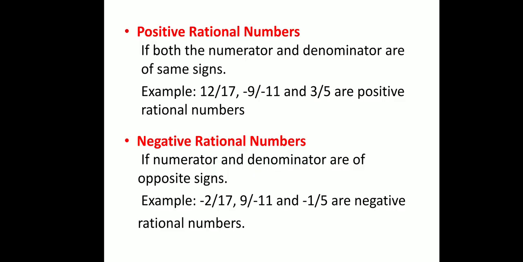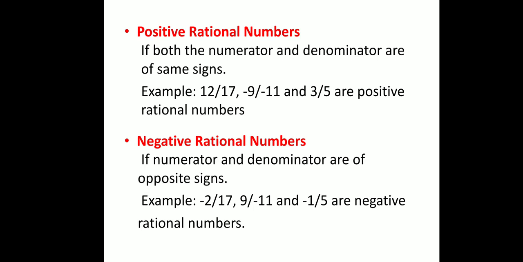Now let us have a look at the types of rational numbers. We have positive rational numbers and negative rational numbers. Now what are positive rational numbers? If both the numerator and denominator are of the same sign. For example, 12 by 17, it means either they can be both positive or they can be both negative also. For example, 12 over 17, here P, that is the numerator, is positive, Q, that is the denominator, is again positive.